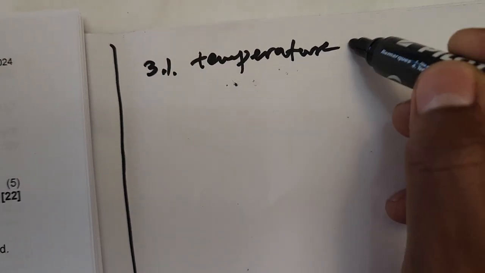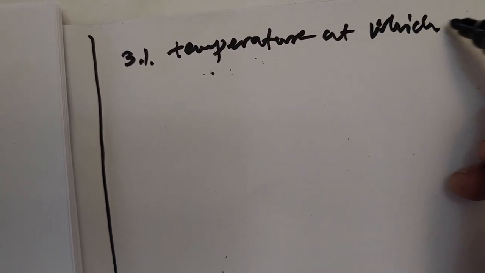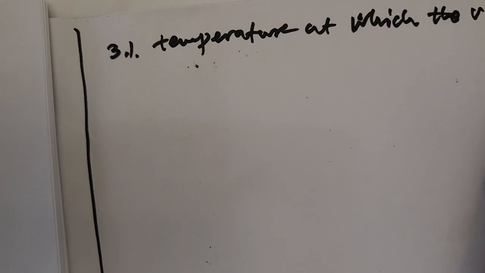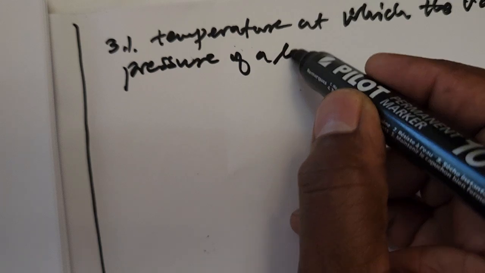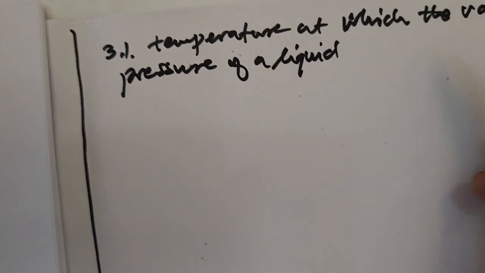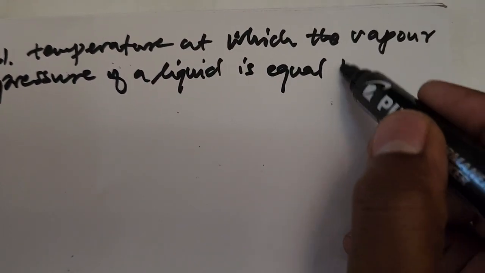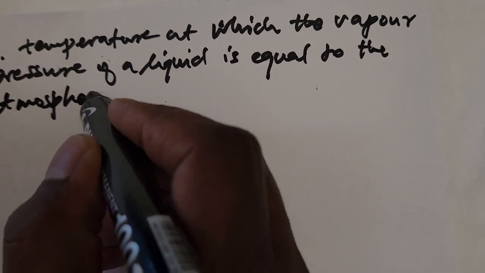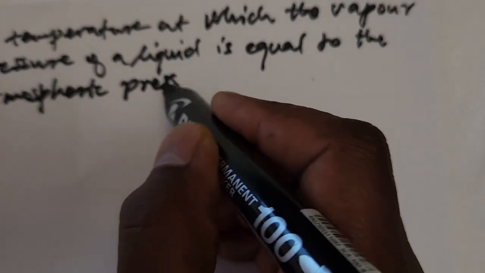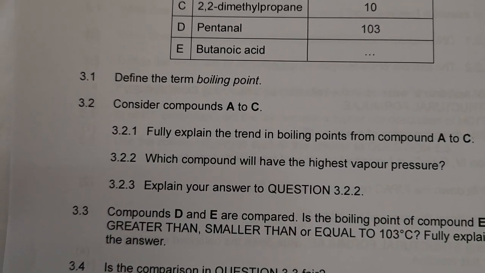at which the vapor pressure of a liquid. You can just say vapor pressure without "of a liquid", that is fine. Of a liquid is equal to the atmospheric pressure or the pressure of the surrounding. That's for 2 marks. Now 3.2.1, they say to us here, consider compound A to C.